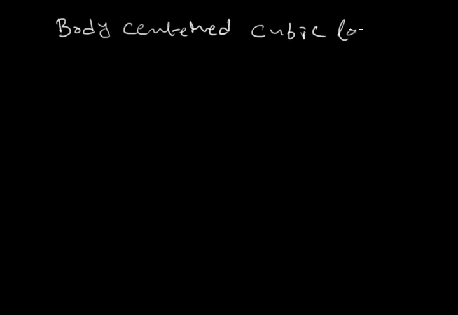Now the third one is body-centered cubic lattice. In body-centered cubic lattice, the 8 corners of the cube are occupied by constituent atoms, and at the center of the cube there is one point. The figure is like that.